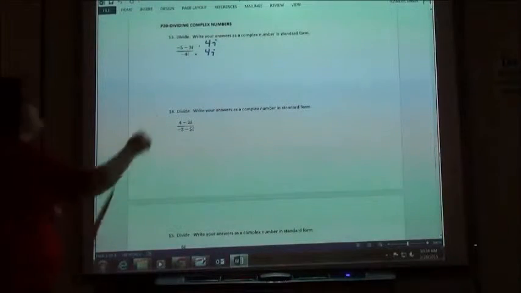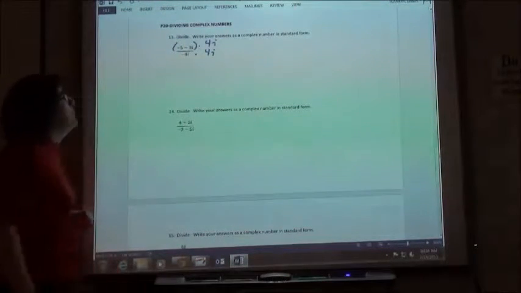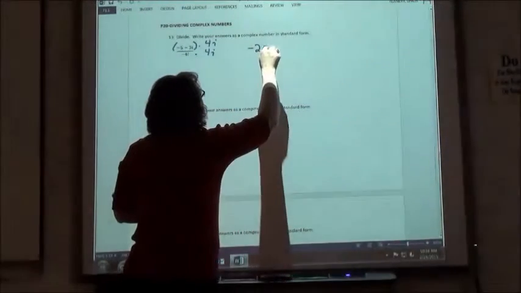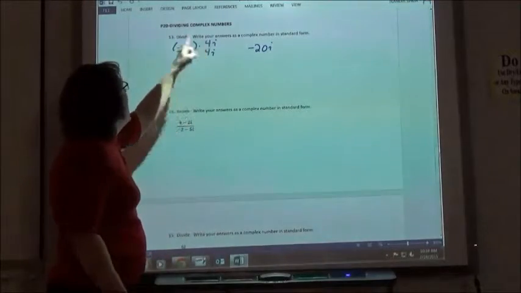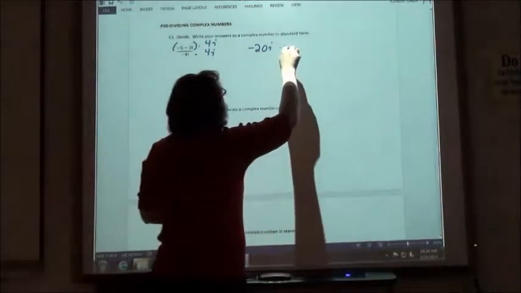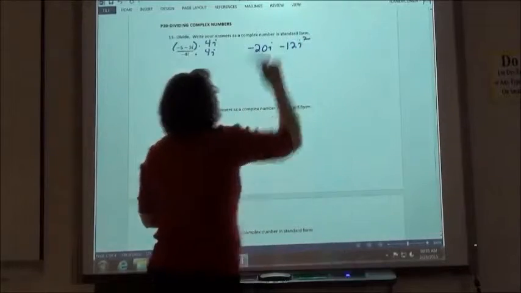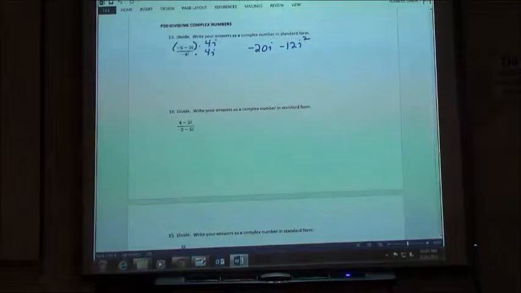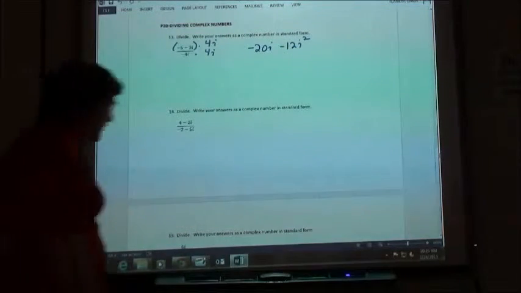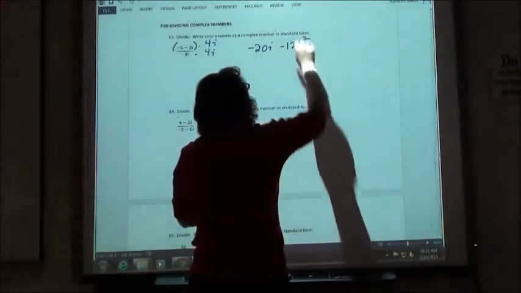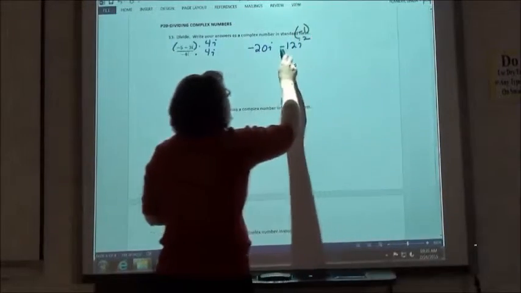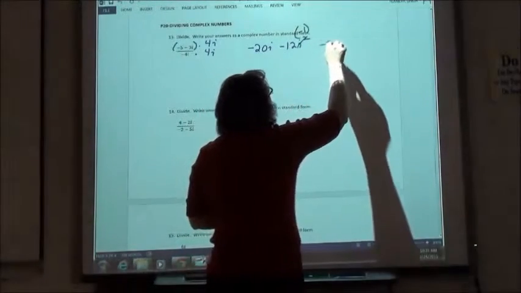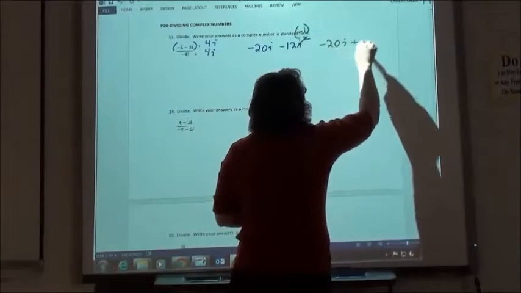Now on the top, I'm going to have to use my distributive property. So, 4i times minus 5 would be minus 20i. 4i times a minus 3i is a minus 12i squared. Guess what we're going to do with that i squared? We're not going to subtract, but we're going to substitute in negative 1, right? And then a negative times a negative is going to make that a positive 12. So we have negative 20i plus 12.